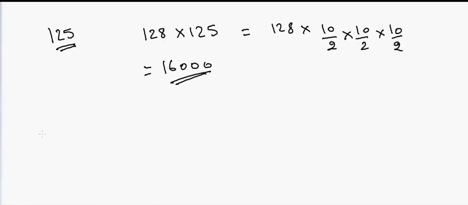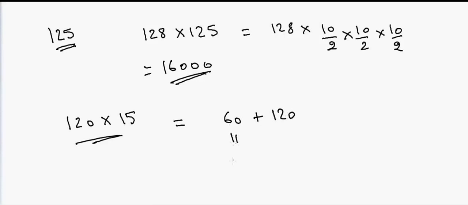Now let's do another thing. If we have to multiply 120 by 15, how will I do that? In that case, what I'll do is take half of 120. Half of 120 is 60, and then I'll add that to 120. So 120 plus 60 is equal to 180. Then I put one more zero. So that's my answer.